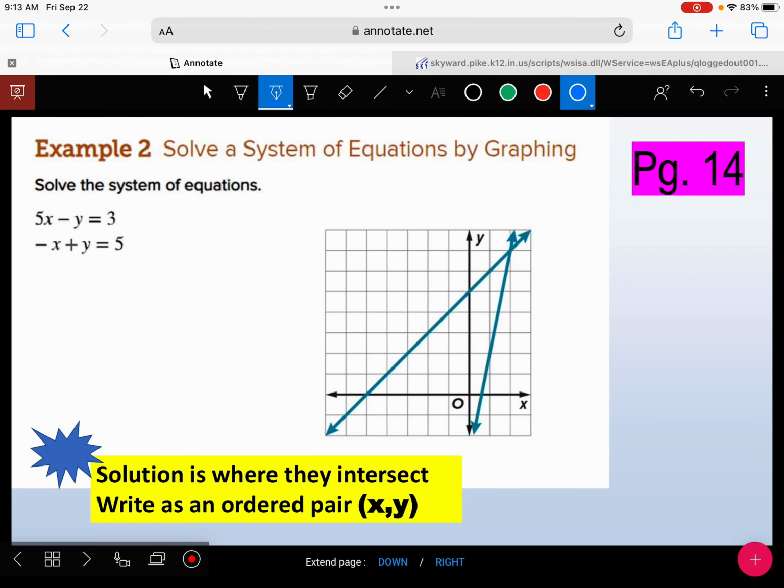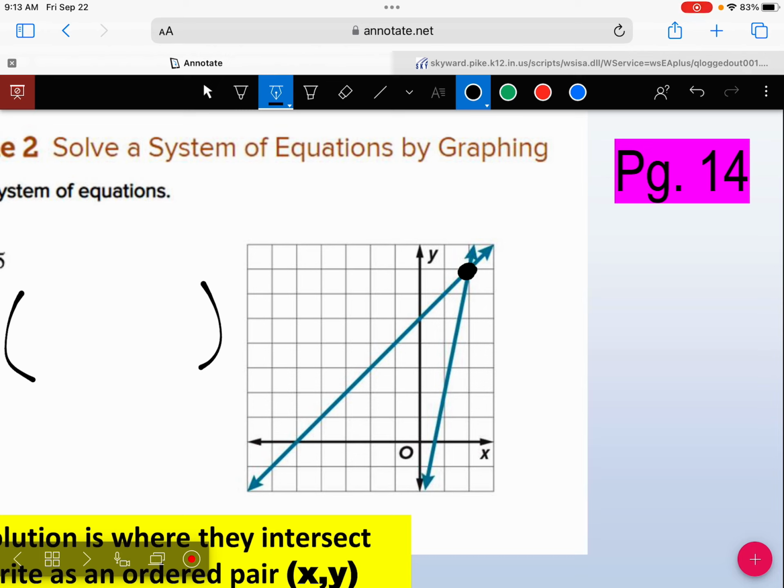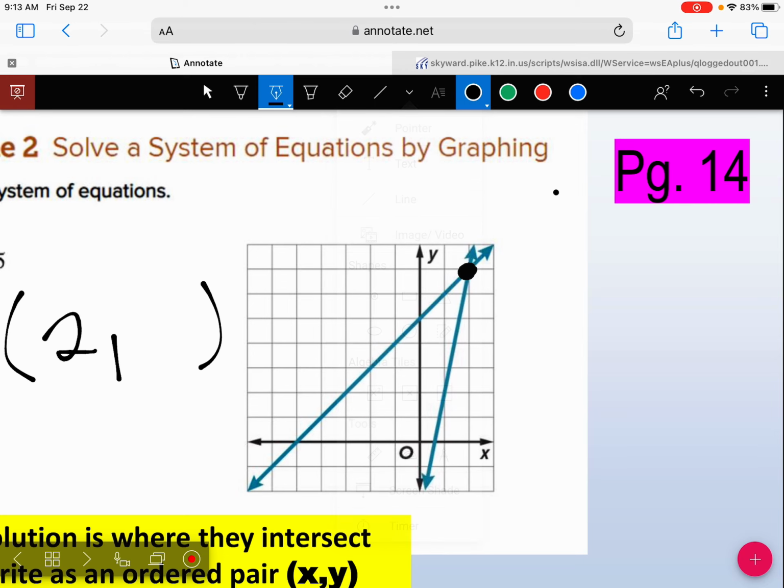So when we look at this example 2 on page 14, this is already graphed for us. What would be my solution? The solution is where they intersect. So let me zoom in. What is this point right here? The point where they come together is your solution. So what does x equal right here? X is 2.